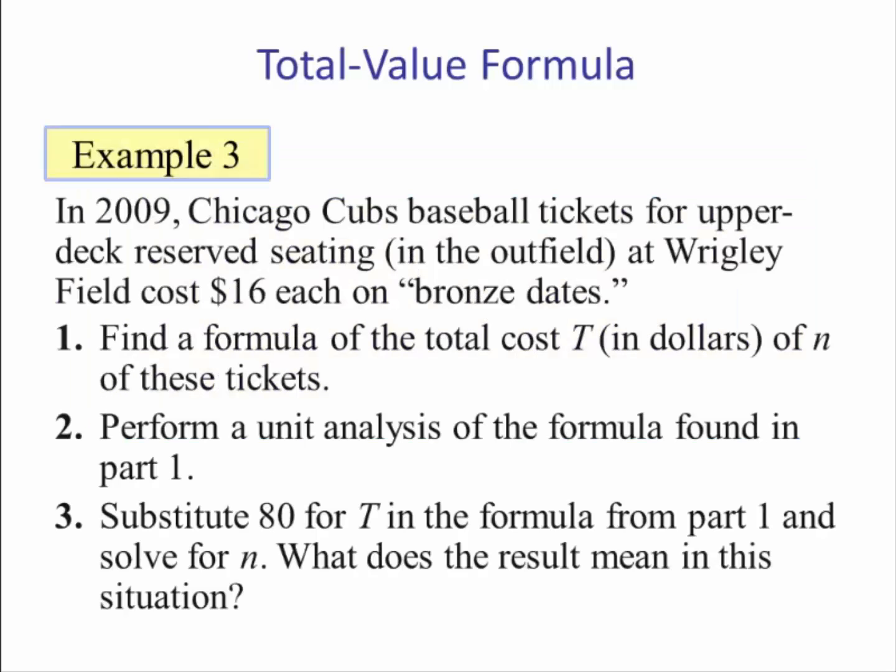Example 3. In 2009, Chicago Cubs baseball tickets for upper deck, reserved seating, and the outfield at Wrigley Field cost $16 each on bronze dates. Number 1, find the formula for the total cost, T, measured in dollars, of N of these tickets. Number 2, perform a unit analysis of the formula found in Part 1. And lastly, number 3, substitute 80 for T in the formula from Part 1 and solve for N. What does this mean in this situation?